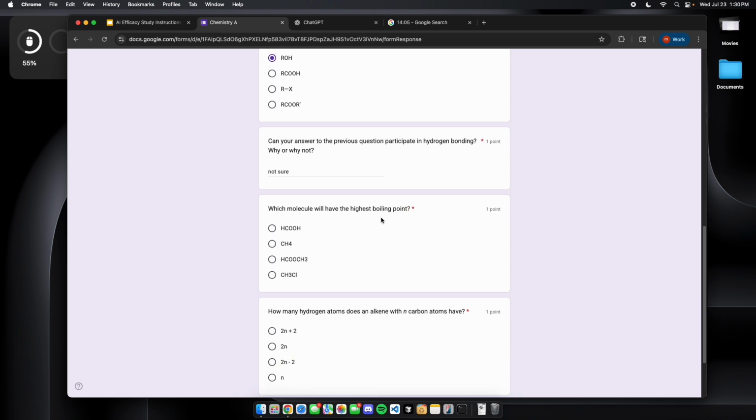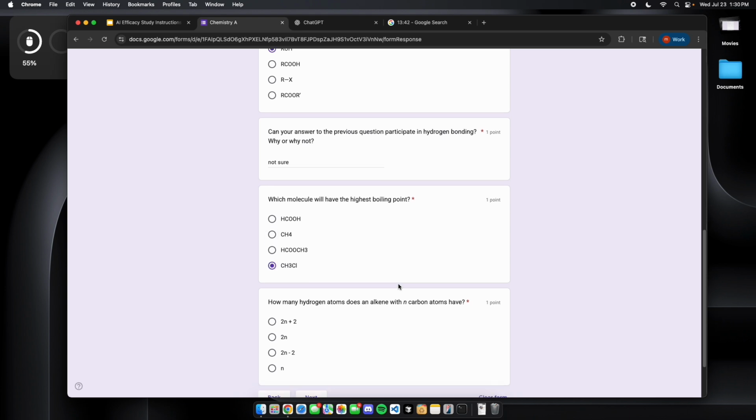Which molecule will have the highest boiling point? Well, these ones that start with H remind me of H2O, which is water. I know water doesn't have that high of a boiling point. So I guess I'll go with one of these. Let's start with a C. I'll go with this one.